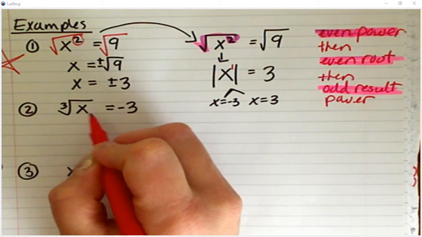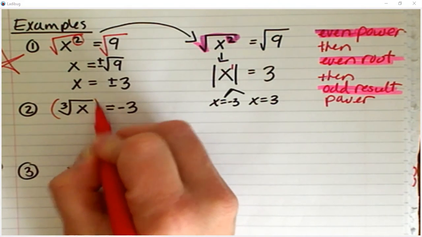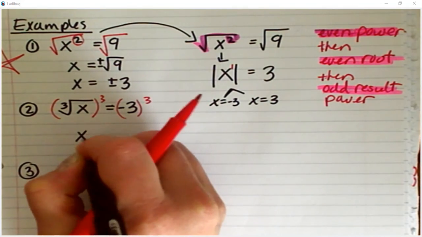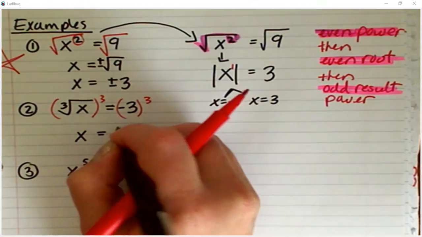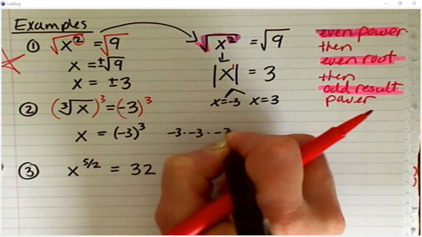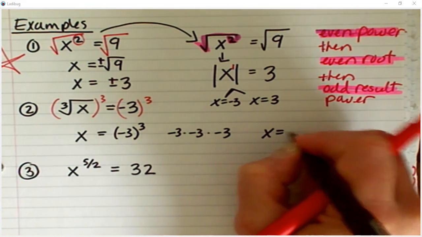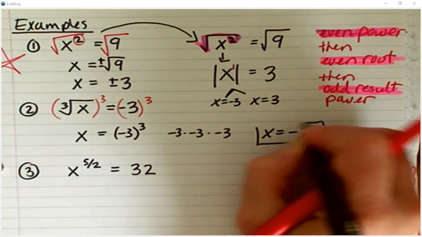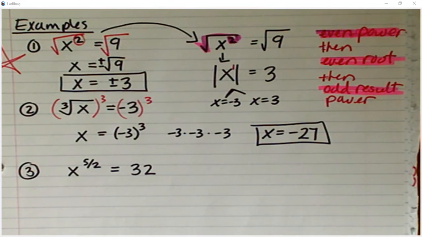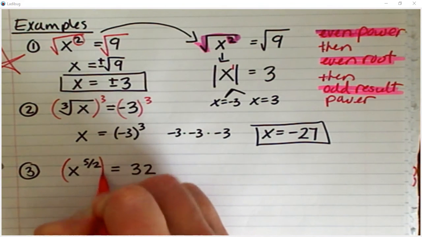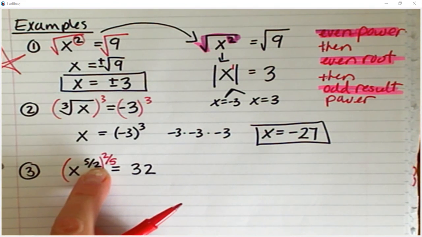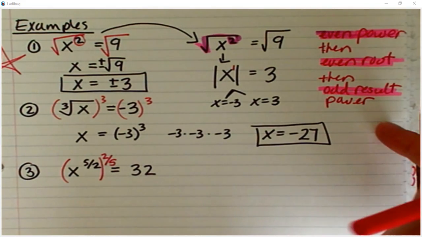All right, so I'm going to cube, okay, and so I know that I get x equals -3 cubed, which is -3 times -3 times -3. So we get x equals -27. All right, last one here, power 2. Okay, notice that we started with an even root. That is not this, okay?